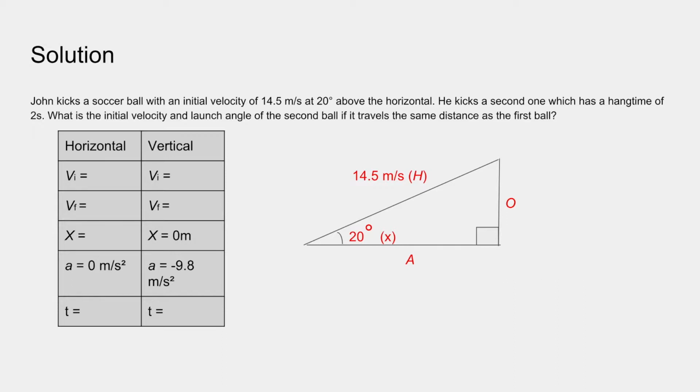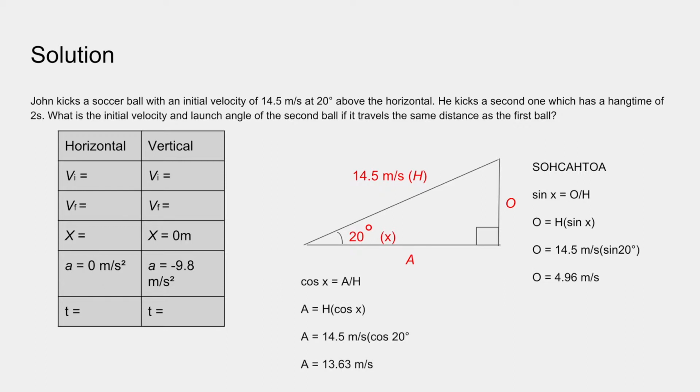Okay, so to solve for the opposite side length, we're going to use SOHCAHTOA, and more specifically, we're going to use that the sine of the angle is equal to the opposite side length over the hypotenuse. Now we're going to manipulate that to solve for the opposite side length. So the opposite is equal to the hypotenuse multiplied by the sine of the angle. In this equation, 14.5 multiplied by the sine of 20 gives us the opposite side length. So the opposite side length is 4.96 meters per second, which is our vertical initial velocity.